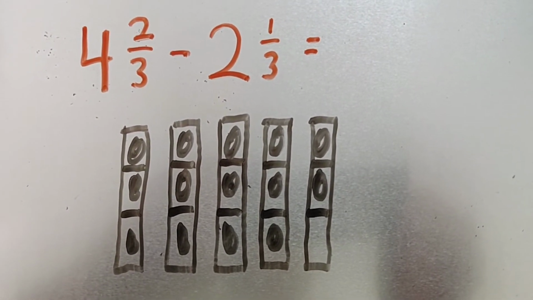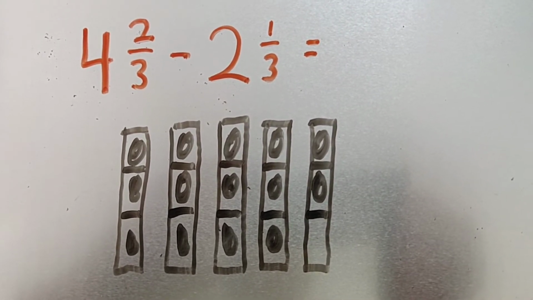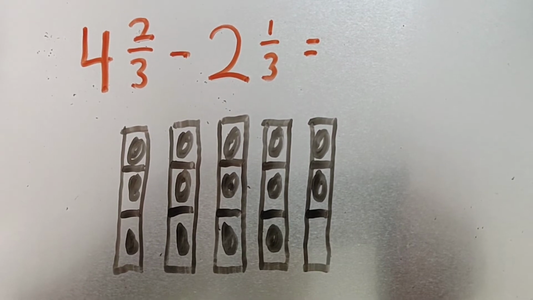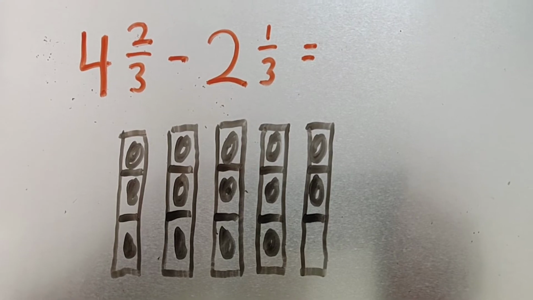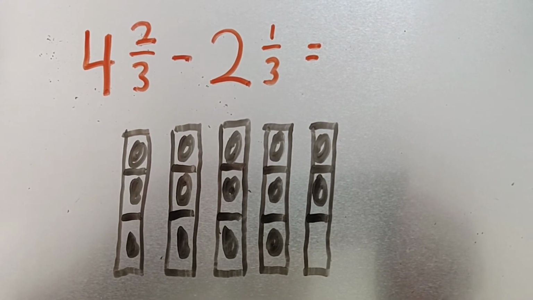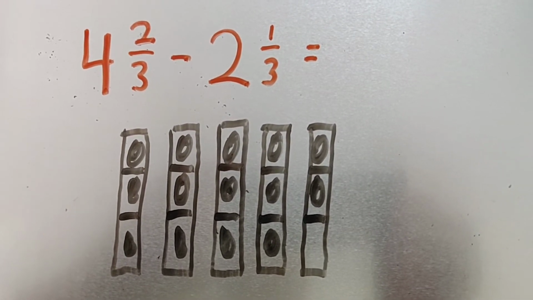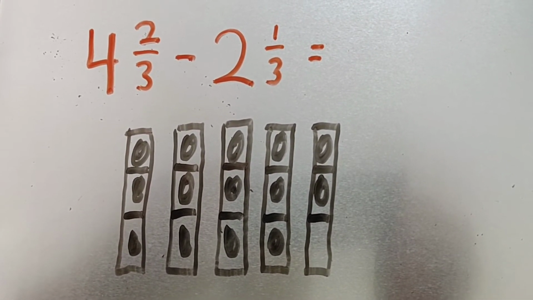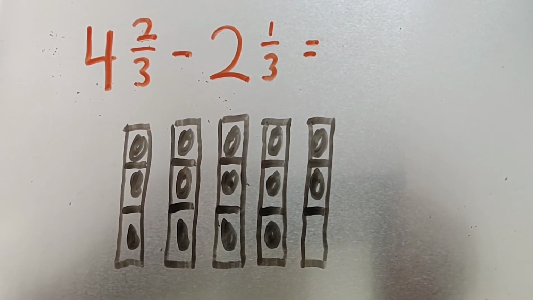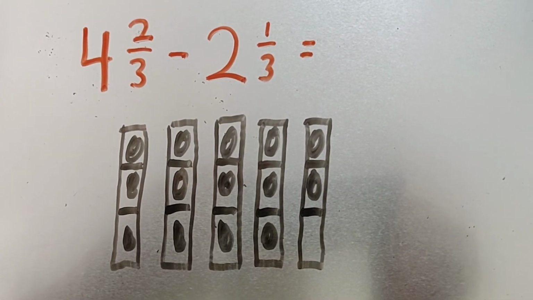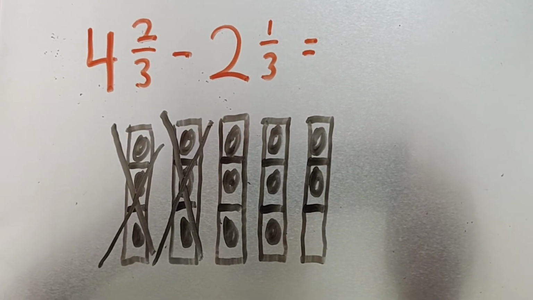And I want you to follow this strategy exactly like I show it when you do it, because it's really important, and it's going to be even more important when the subtraction problem gets harder. So we start with 4 2/3, and we're taking away 2 1/3. So we're taking away 2 wholes and then 1/3, or 1 part of a 3-part whole. When we take away the 2 wholes, we're going to cross them out from the left. That represents that they're no longer there. So that's 4 2/3 minus 2 wholes.